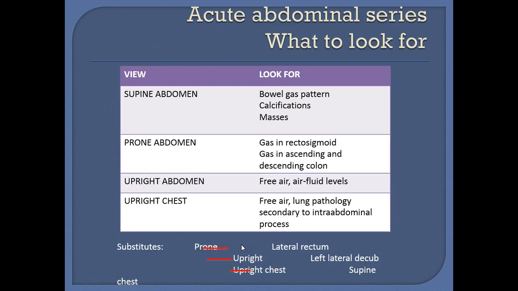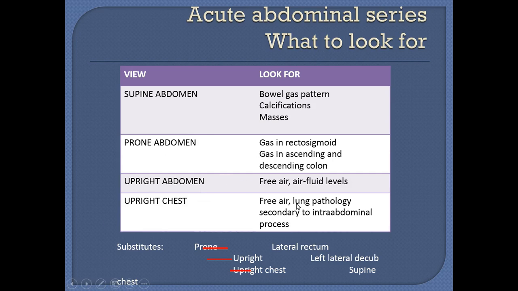What is the purpose of supine abdomen? We want to evaluate the bowel gas pattern, we want to see the calcification and the masses. In the prone abdominal film, when the patient is lying with face downward, the gas in the rectosigmoid, in the ascending and descending colon is observed.